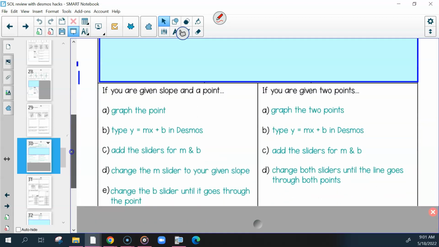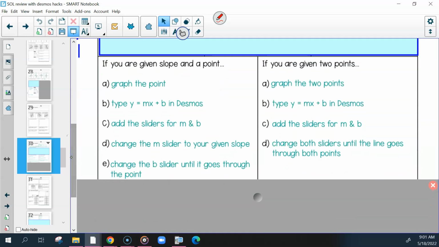The next problems that you have to write are these. If you're given a slope and a point, what you could do is graph the point, type in y equals mx plus b, add the sliders for m and b, change the m slider to your given slope, change the b slider until it goes through the point. If you're given 2 points, graph the 2 points, type y equals mx plus b, add the sliders for m and b, change both sliders until the line goes through both points.